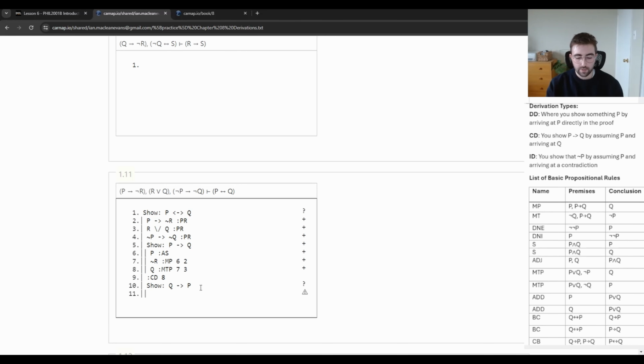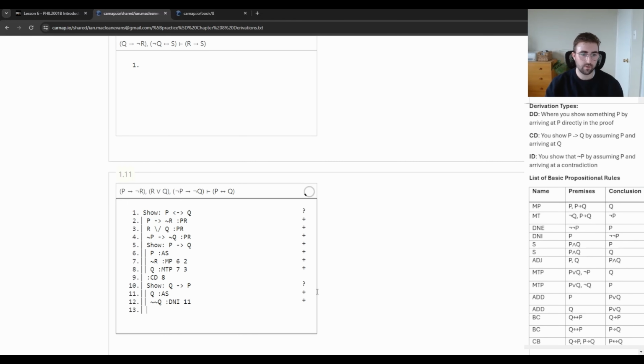So in this scenario, again, we assume Q for a conditional derivation, a conditional proof, and we want to get P. Well, with Q, what can we do? Well, we see here we have not P arrow not Q, so we have if not P, then not Q. So if we have the negation of this not Q, we can get the negation of this P, right? Well, that sounds like a good plan. So let's get not Q by double negation introduction on 11, right? Because you can always just introduce two negations to something that you have access to.